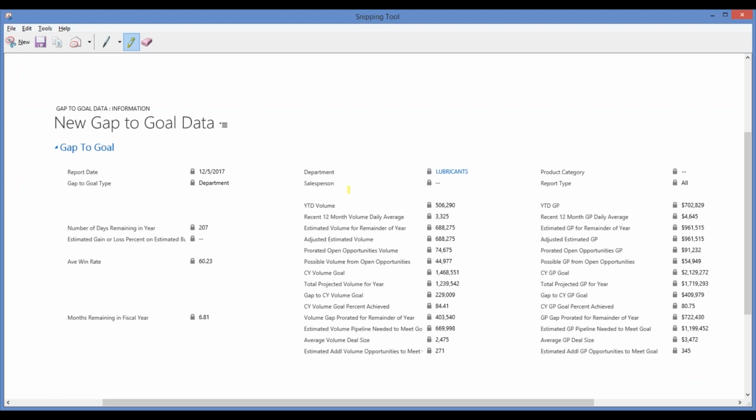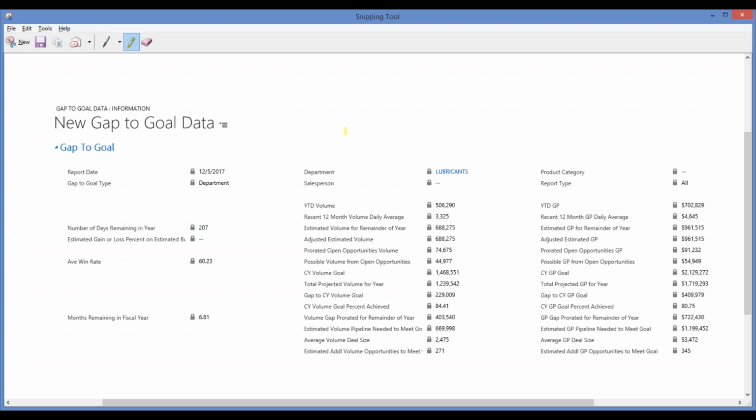With that in mind, I'm just going to flip over to a gap to goal screen, and I think I'll use the little highlighter here to go through this. The first thing I want to do is explain what we're looking at here at a high level. The system allows you to run this gap to goal analysis on just about any combination of data that you care about.